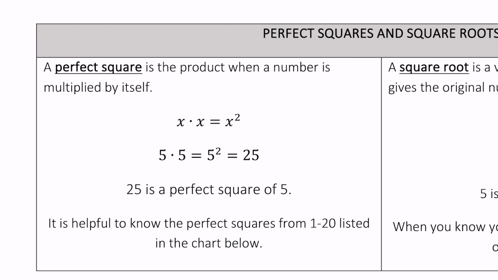If I look here, I have x times x. The x is multiplied by itself here. So if I said x times x, I can rewrite that as x to the second power. So x to the second power, we consider that a perfect square.